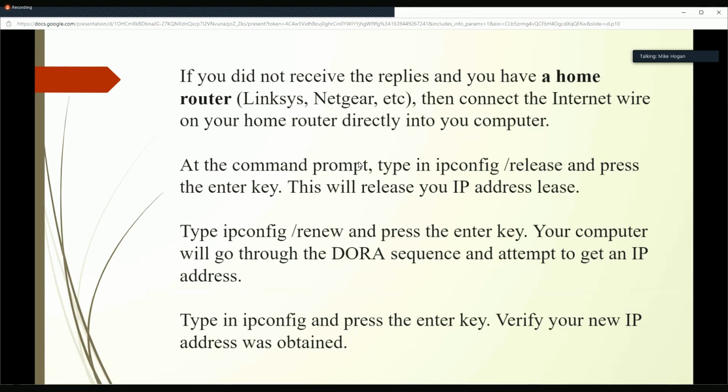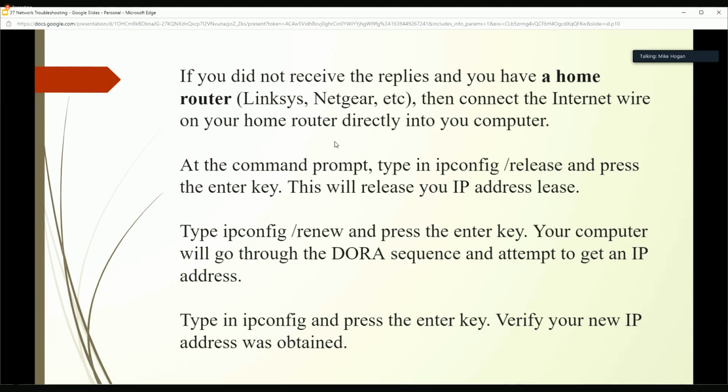So let's say you tried to ping your default gateway and you did not receive any replies, then obviously that indicates that you got a challenge. You got a problem there with your default gateway. Either the default gateway is wrong, or you may have entered the default gateway incorrectly, or you've got another connectivity issue.